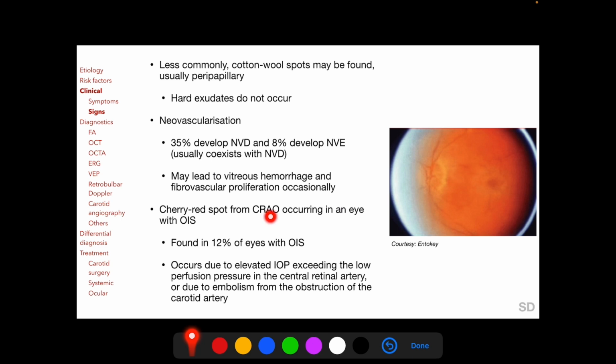And a central retinal artery occlusion with a cherry red spot can be found in some eyes with ocular ischemic syndrome, as seen here in this clinical photograph. CRAO is said to occur in eyes with OIS either due to elevated intraocular pressure from anterior segment neovascularization exceeding the low perfusion pressure in the central retinal artery or due to embolism from the site of obstruction in the carotid artery.